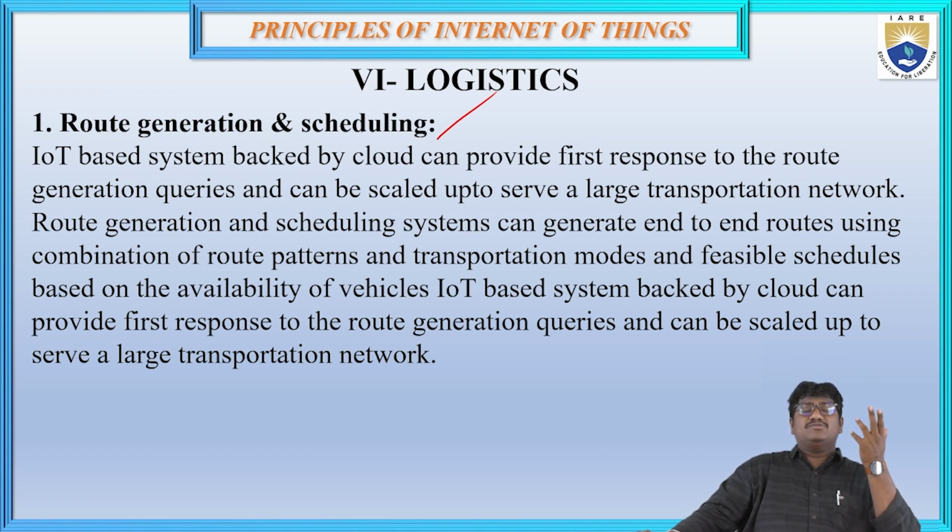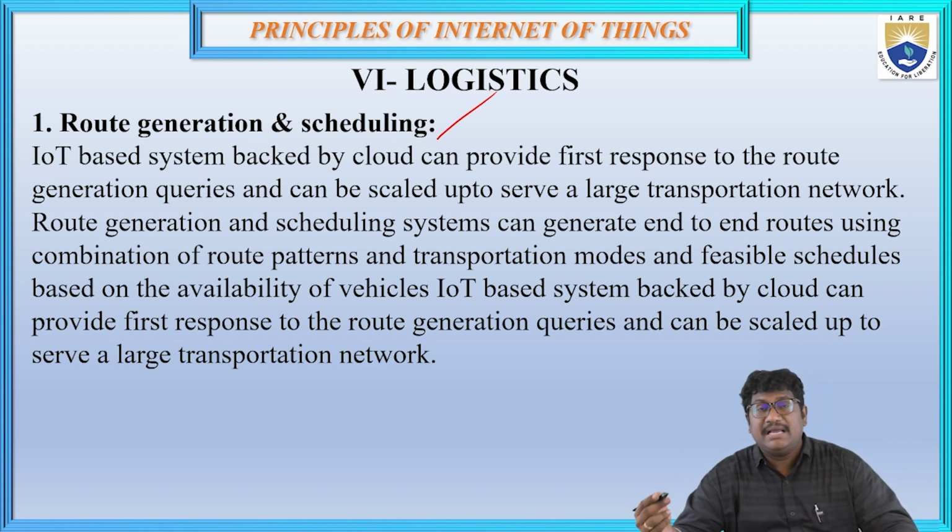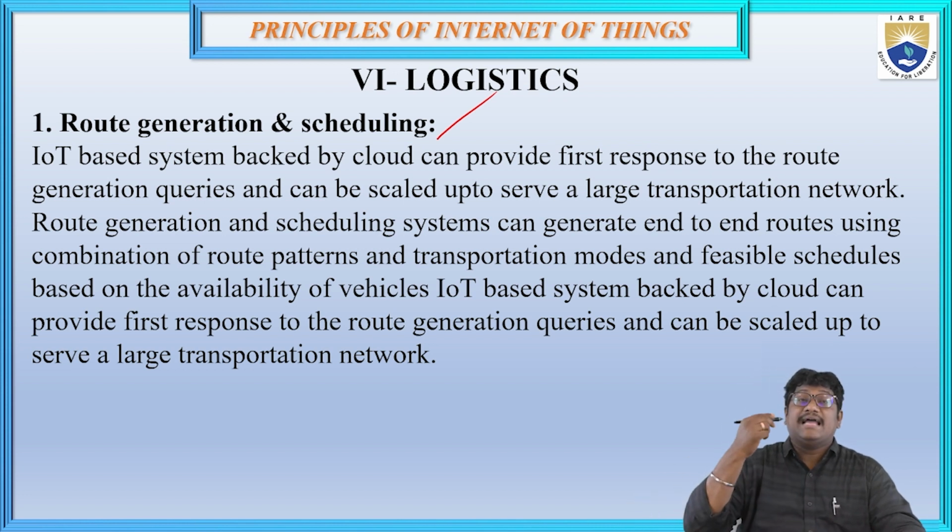Suppose I want to transfer a particular product from Hyderabad to Guntur. Then what kind of transportation have I chosen, whether it is a train, a road, a flight, or a bus, whatever it is. The proper route generation technique as well as proper scheduling systems has to be utilized by this route generation and scheduling path in smart logistics. Then the route patterns are identified, the best route pattern is given, and the best scheduling path is given with our smart IoT systems.